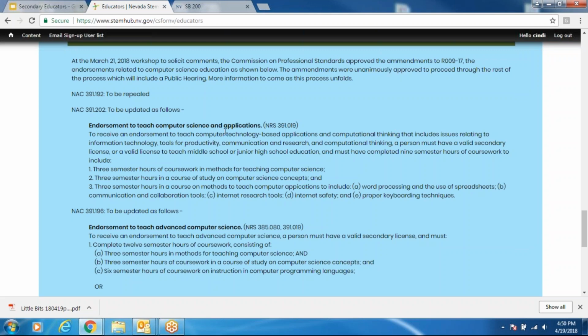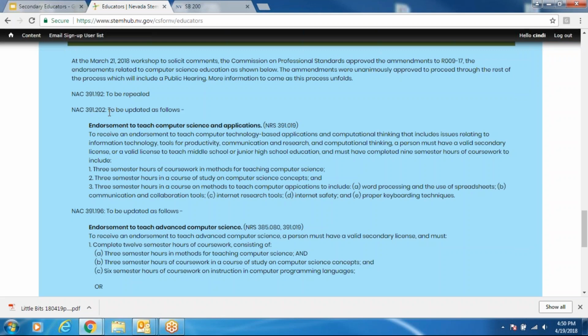Of course, as the changes are happening with our half credit course, I would definitely encourage you to get some training, perhaps signing up for that discoveries course, seeing how you could infuse some of that computer science and computational thinking into the class that you currently teach. All right, so on the books right now, there are 3 endorsements to teach computer science.